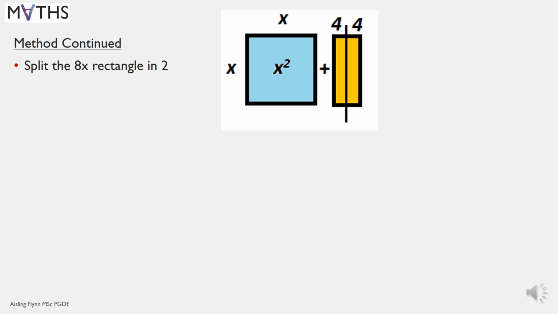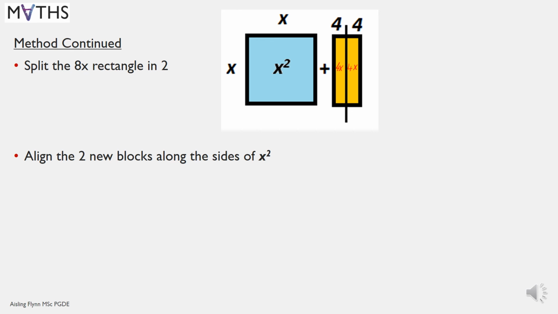So the next step is we're going to split that 8x rectangle in two. Half it down the middle, and half of 8 of course is 4x. So the area of the left hand side there will be 4x and 4x, so together making 8x. And let's see why we do that.